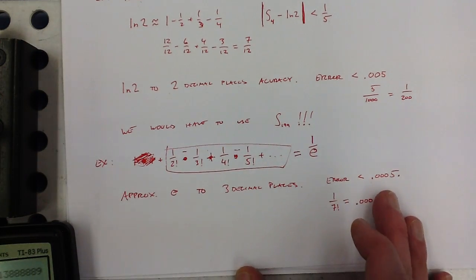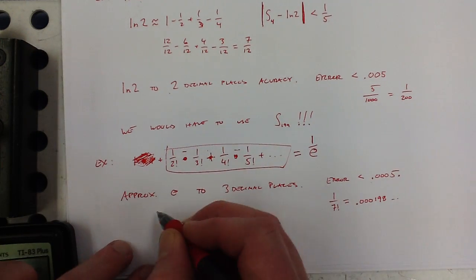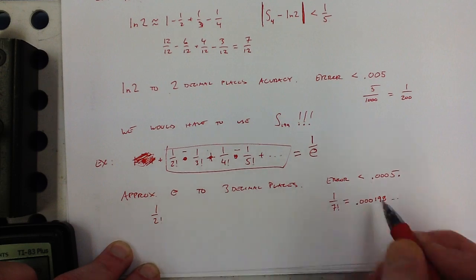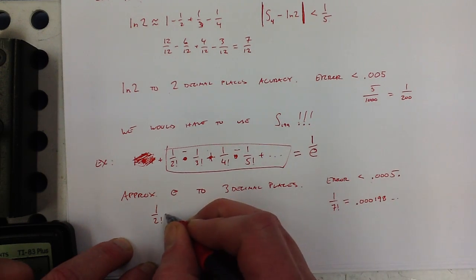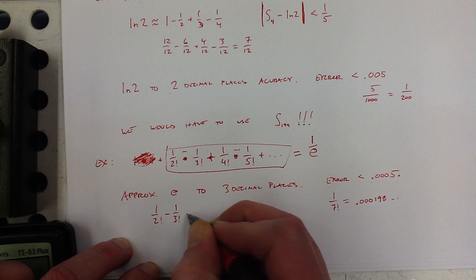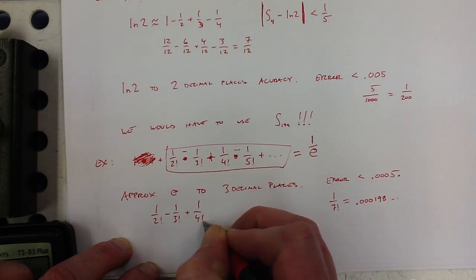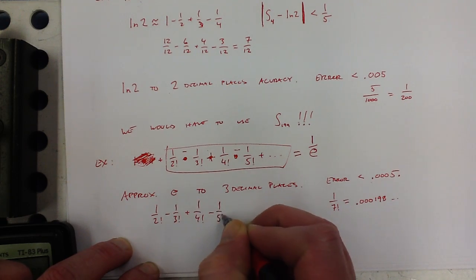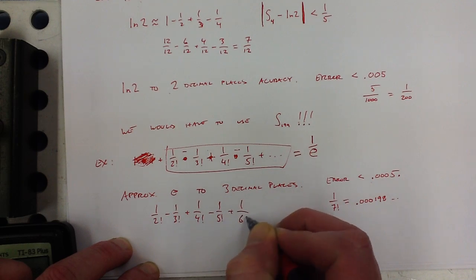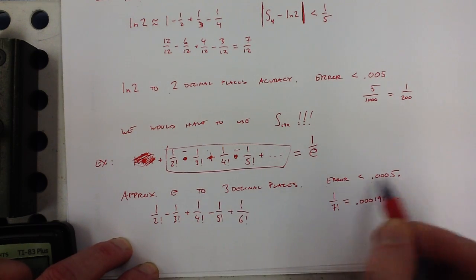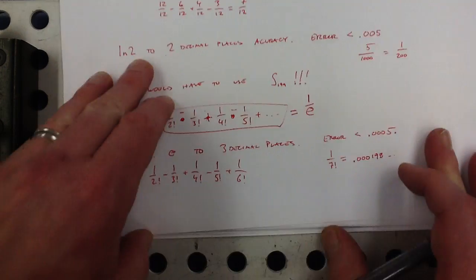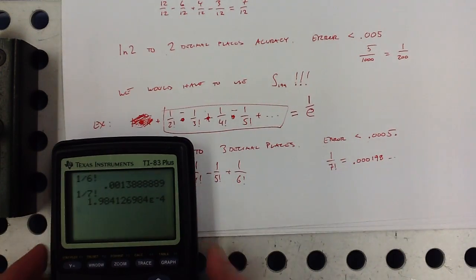If you think about what's the logic here? Well, if I went up to that term, I would be adding something so small that it's not going to make the kind of difference that we're interested in anymore. So we just have to go right up to plus 6 factorial, and that should get me my desired accuracy. So let's check it and see if we did it.